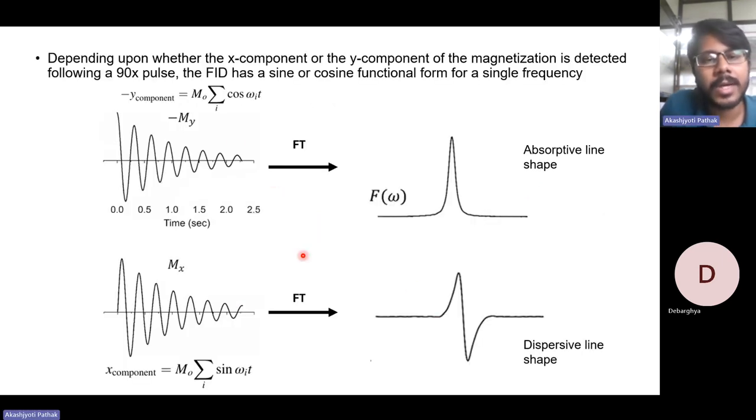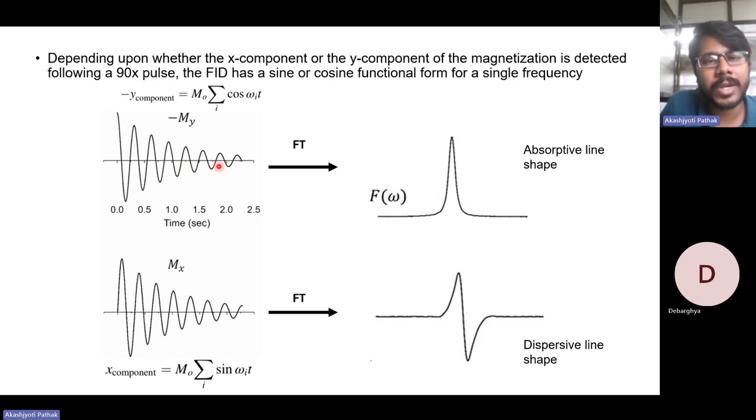Now what happens is this free induction decay has both an X component and a Y component. Now we can detect this Y component, which is related to time as a cosine function. And we can either detect the Y component or we can detect the X component. So if we detect the Y component, then in the time domain we get a signal. As you can see, the cosine function starts from 1 and moves to 0, and this is the profile in the time domain.